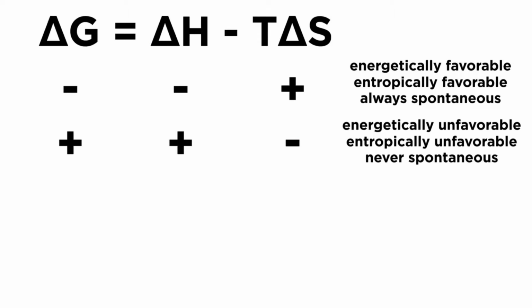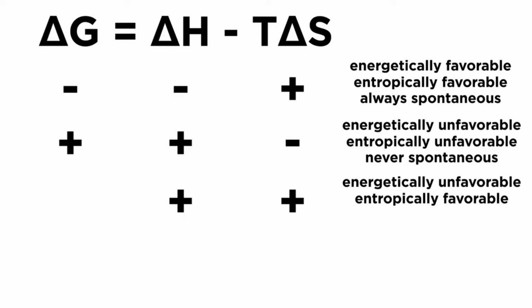If only one of the two is favorable, we have to do some math. If delta H is positive or endothermic, that energetic unfavorability could be outweighed by the other term if the process is entropically favorable. And since T is here, this factor will increase with a larger T, so entropically favorable processes are more likely to be spontaneous at higher temperatures.